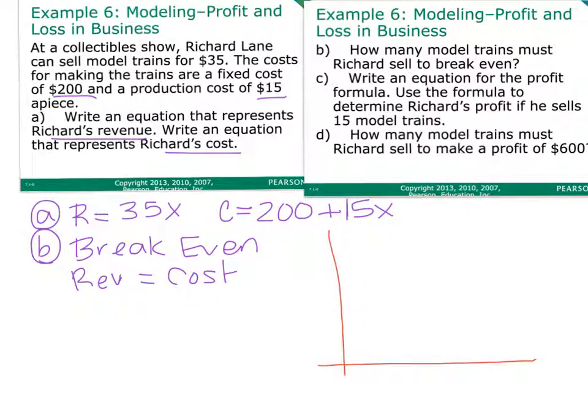So x is my number of trains. And up here, I'm going to have the amount of money that I'm going to make, whether it's revenue or cost. So this is money on my y-axis. And I'm going to try and figure out where these two lines cross each other. So his revenue, he makes $35 per item. He's probably not going to make just one item. So let's maybe count by twos. 2, 4, 6, 8, 10, 12, 14, that's probably far enough.